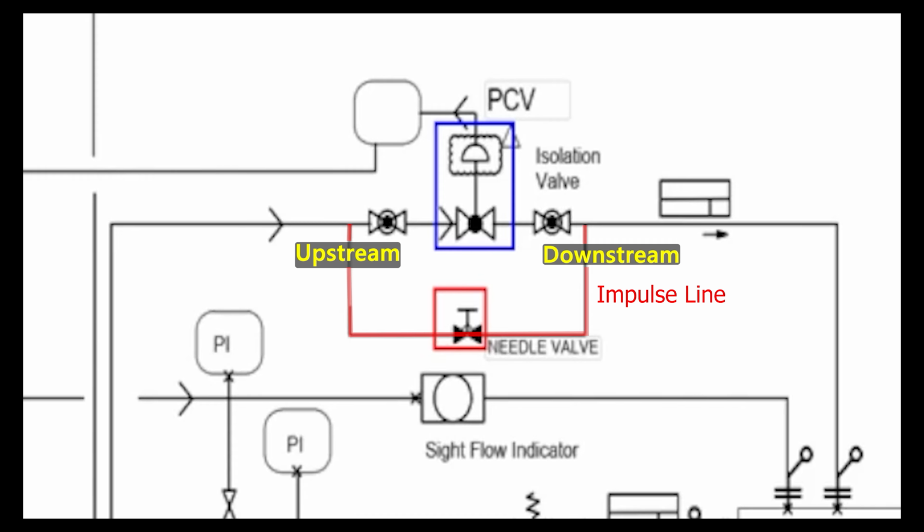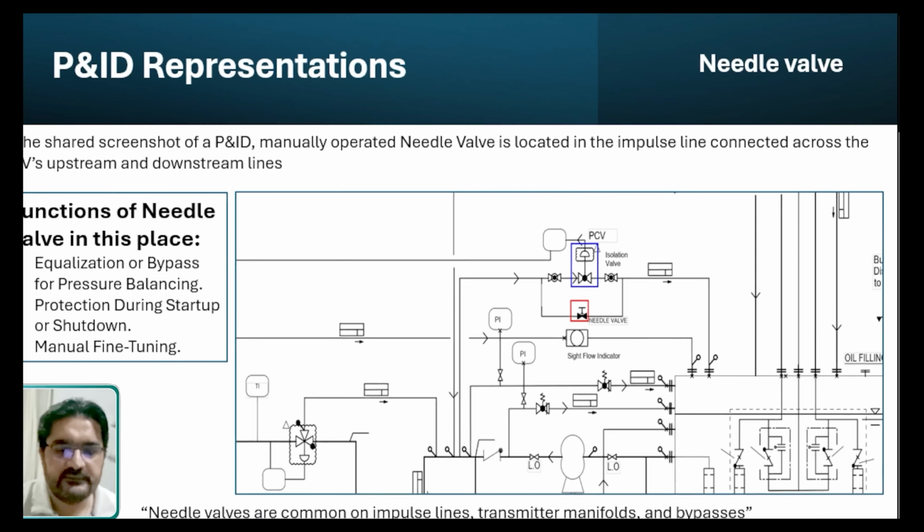Now, what is the benefit of this? By slightly opening or closing the needle valve, we can slowly balance the pressure on both sides. This helps the PCV open and close smoothly, prevents sudden pressure jumps, and lets the operator adjust how quickly or smoothly the valve responds. Okay, I hope it is clear to you.